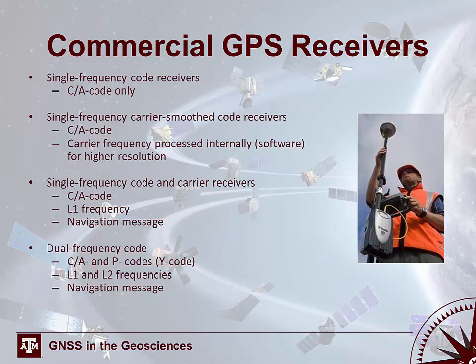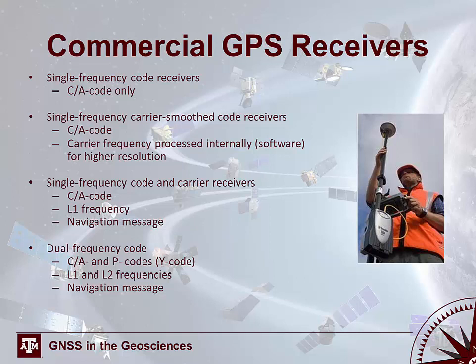Once again, with commercial GPS receivers, there are single frequency code receivers. These only receive your CA codes. Remember, that equates to about 300 meters of position accuracy. So, not the most accurate in the world because you're limited to only the CA code. There are also single frequency carrier smooth code receivers. Those still operate only with a CA code, but the carrier frequency is processed internally by the software, which gets you that higher resolution. So they have a little bit improved accuracy.